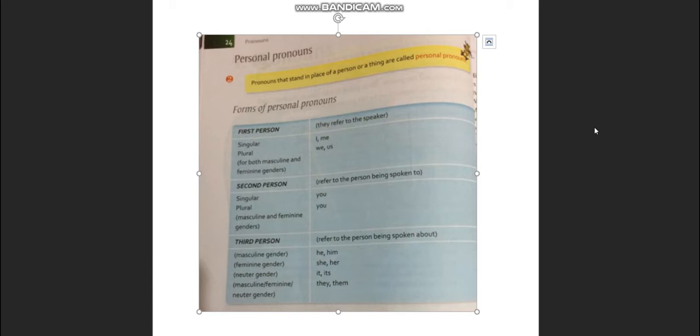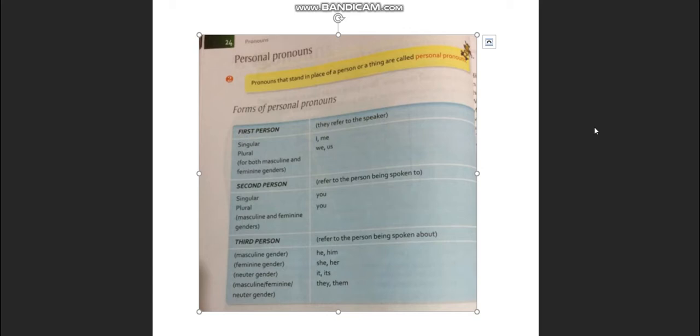Is it clear, students? We learned about the first person. The first person is the speaker himself or herself. The second person is a person we are speaking to. And the third person is a person we are referring to, talking about.